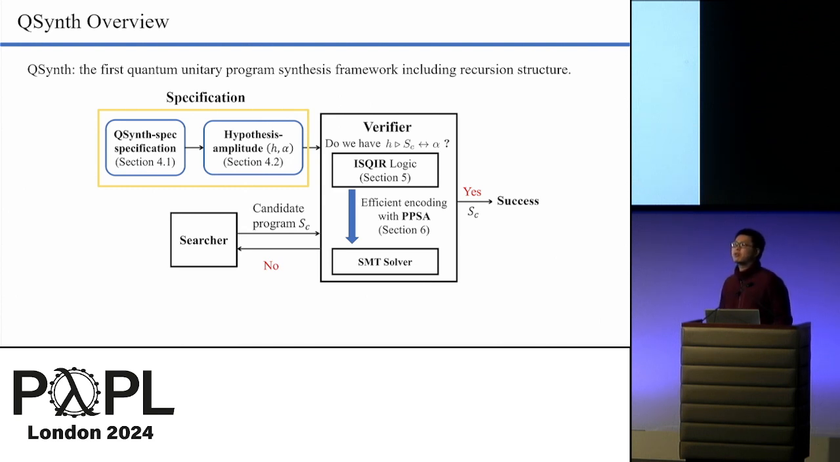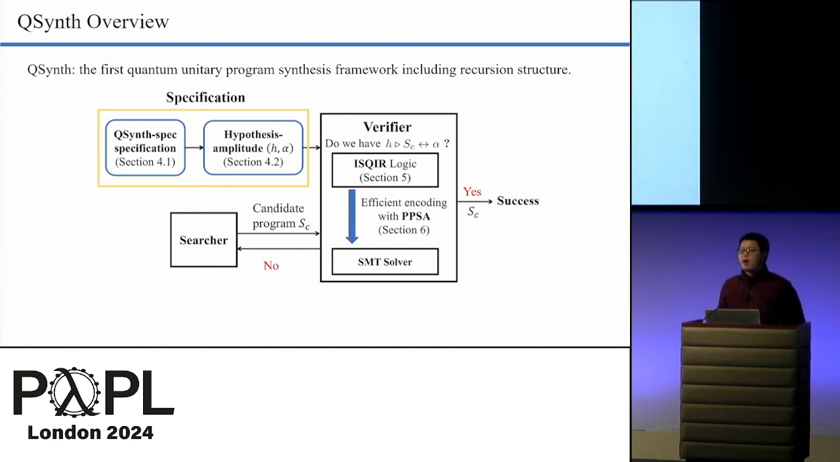And here is the overview structure of QSynth. The structure of QSynth is relatively simple. There are three main parts. The first part is a specification part. QSynth allows the users to give a QSynth specification, which is very intuitive to express a quantum map. And QSynth is based on a trivial searcher. It is a simple syntax-guided searcher. And this searcher will iteratively generate candidate programs based on the syntax. And in each iteration, it will send a candidate program C to the QSynth verifier.